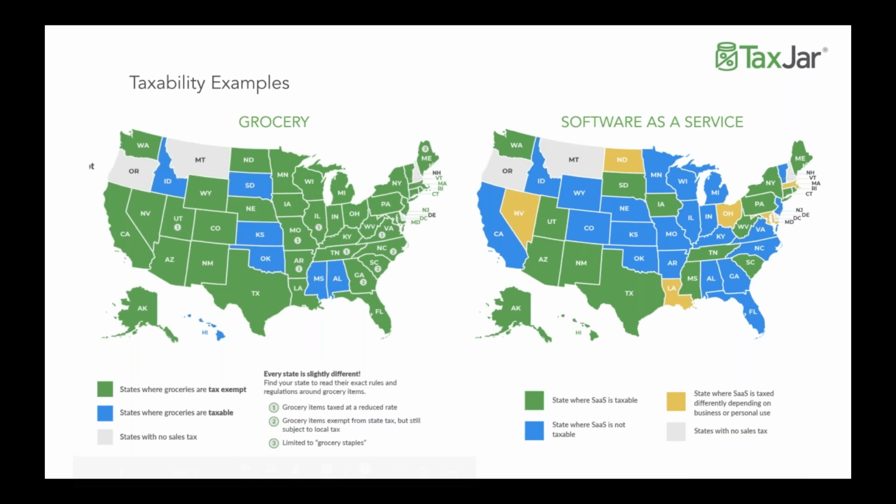This map just kind of helps to show those tax variations for particular items, right? So the first one, we've got grocery items. You've got different colors based on where they are seen as taxable or exempt, in addition to more granularity from where they're potentially taxed at a reduced rate, or maybe only exempt from state tax, but still subject to a local tax, et cetera. And the second one here would be for SaaS, right? So you not only have color variations on where it's taxable or exempt, but also where it's taxed differently based on if it's for a business use or a personal use.